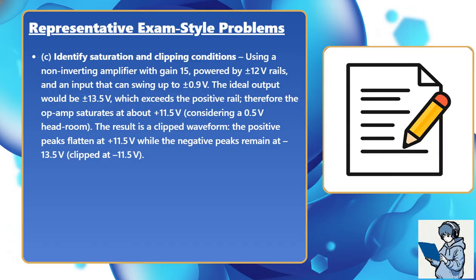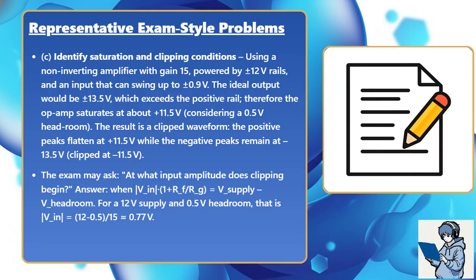The positive peaks flatten at plus 11.5 volts, while the negative peaks are clipped at minus 11.5 volts. The exam may ask, at what input amplitude does clipping begin? Answer: when the absolute value of V_in times (1 plus R_F over R_G) equals V_supply minus V_headroom. For a 12-volt supply and 0.5 volt headroom, that is the absolute value of V_in equals (12 minus 0.5) divided by 15, approximately 0.77 volts.